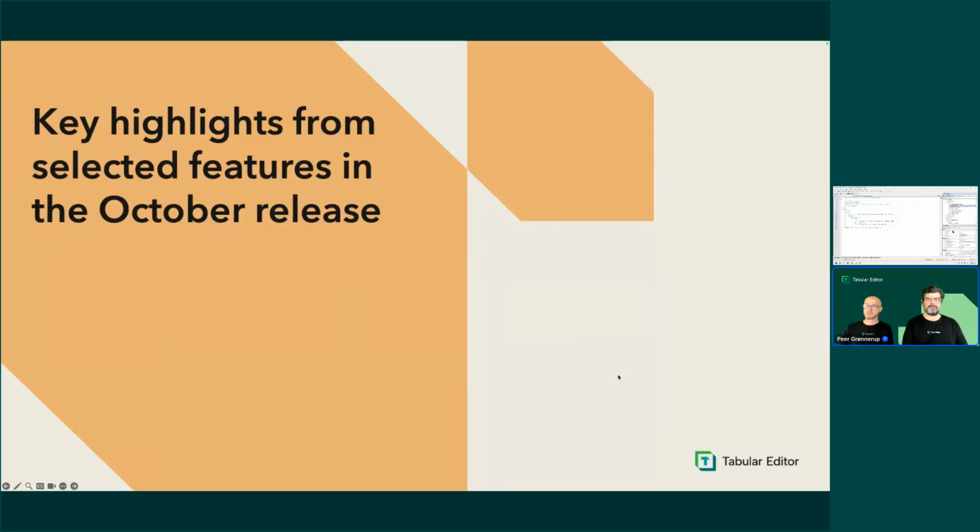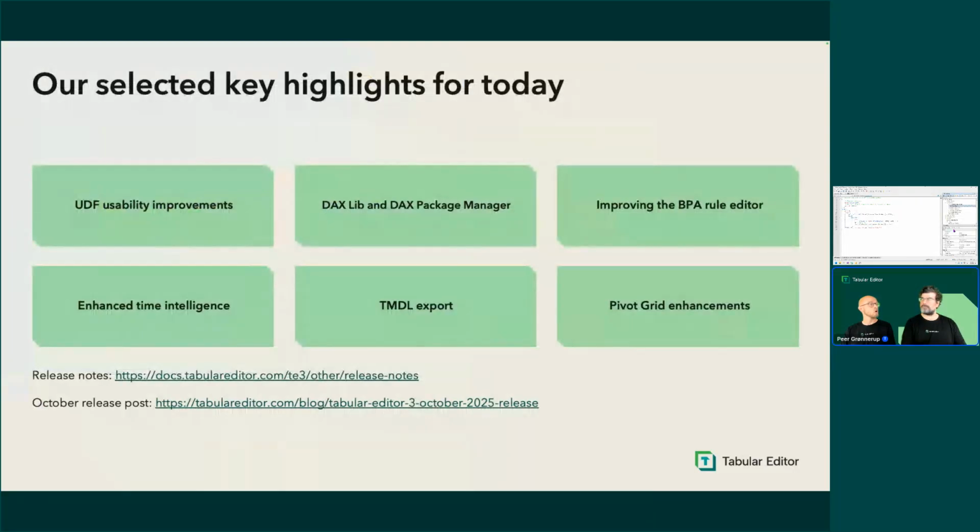Exactly. Now back to the main topic of today, the key highlights from the latest release of Tabular Editor 3, the October release. Yeah. And we have a lot on the agenda for today. We want to highlight 6 different features or enhancements that we've been working on, and that were released during the October release. And Greg and I will switch back and forth between those.